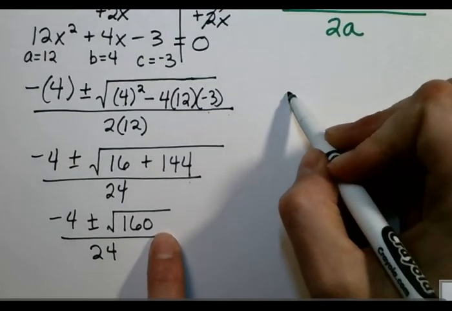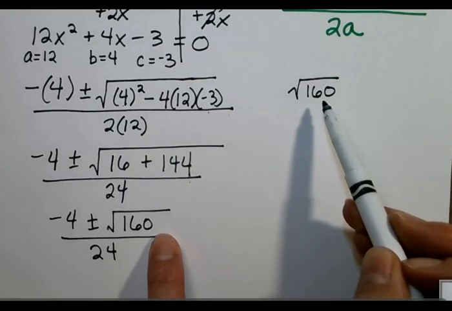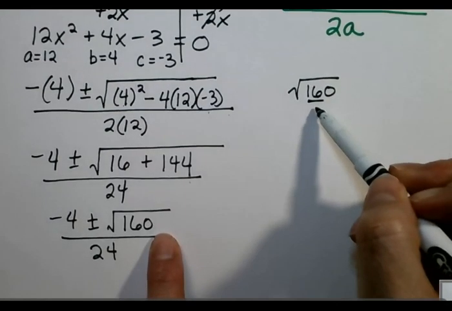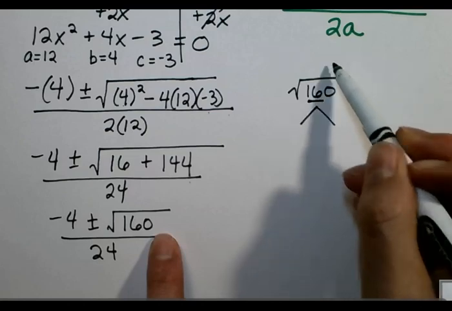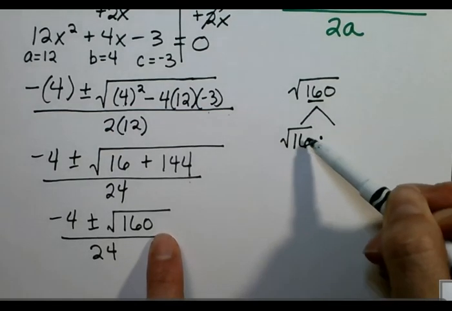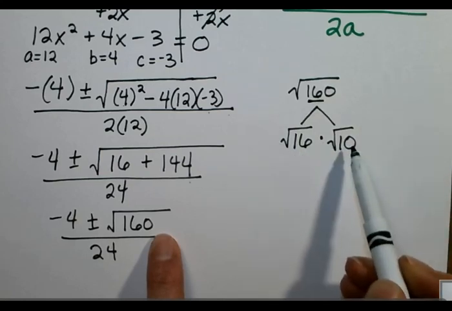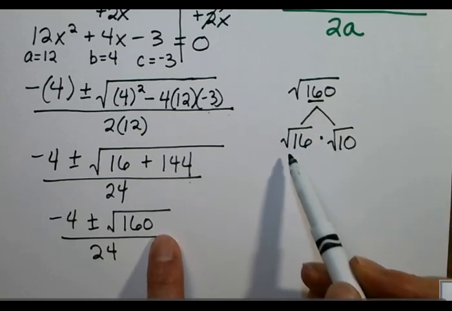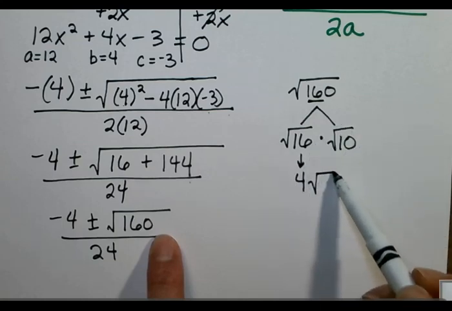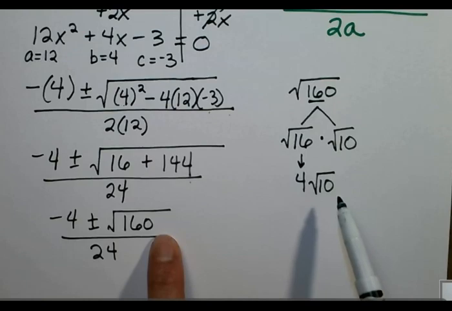And so if I go off to the side here, the square root of 160, I want to try to think of the biggest perfect square that divides into 160. And I know 16 is a perfect square that would go in there. So I know the square root of 160 is the same as the square root of 16 times 10, which is how I get 160. So it'd be times the square root of 10. Okay, and then I know the square root of 16 is just 4. And then the square root of 10 cannot be reduced any further. So the square root of 160 is just 4 square root of 10.